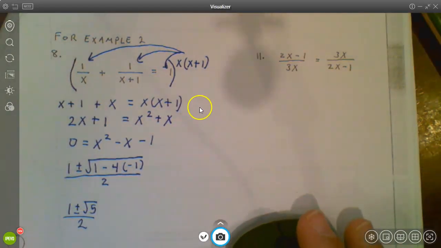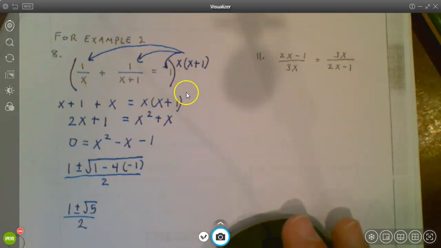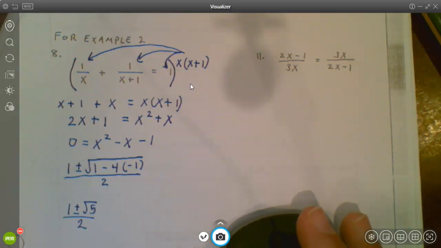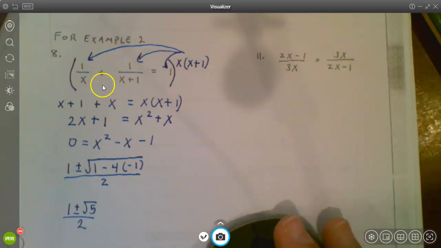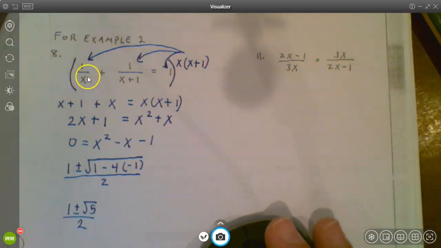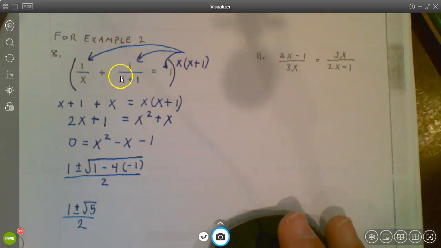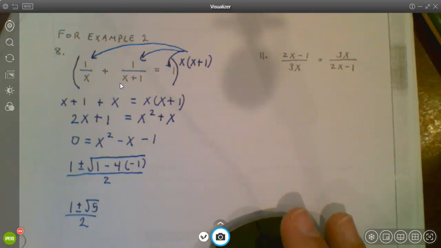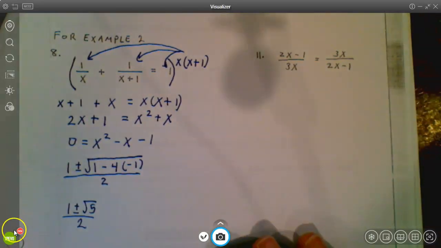Here's one thing I want you to keep in mind. As I go back to the original equation, what can x not equal? Based on this, x cannot be 0, and x cannot be negative 1. So if you get either of those as an answer, you cannot use it as an answer. So that's always something we're on the lookout for when we're doing these.